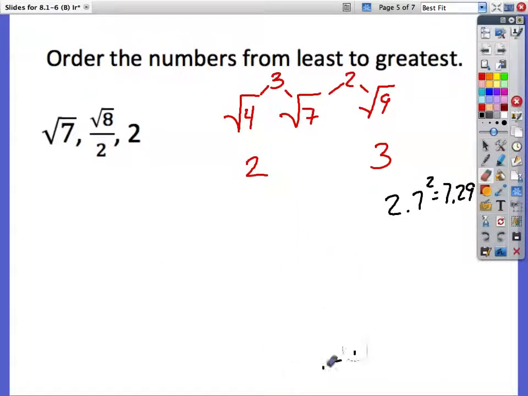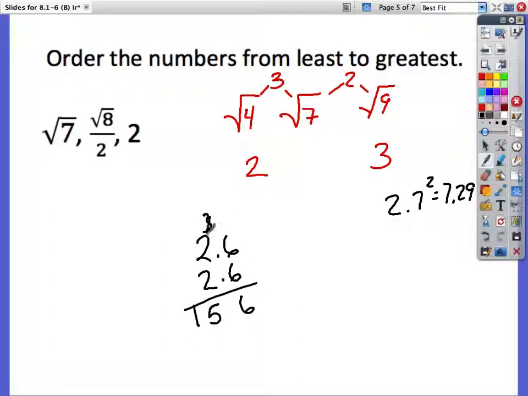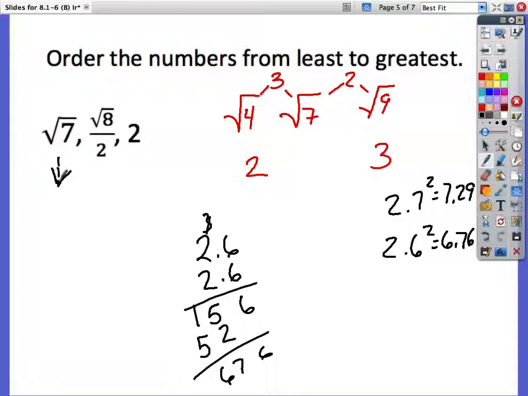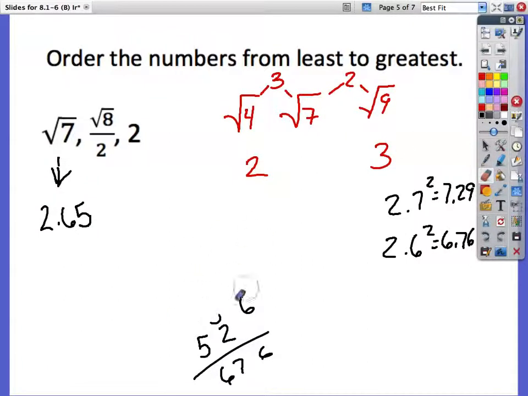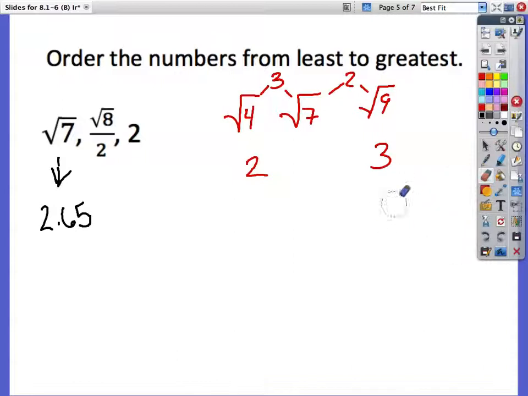So 2.7 is definitely on the top end of our range. I just want to make sure that 2.6 squared isn't over 7 as well. Make sure we've got a good range here. And it looks like we're fine. So 2.6 squared is 6.76. Okay, that means the square root of 7 is approximately 2.65. That makes sense. Now we've got to approximate the square root of 8, divide by 2, and then we're done. We just have to put them in order.